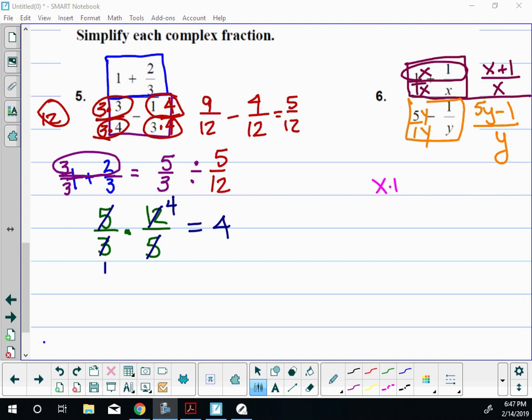So we're going to take the top, x plus 1 over x, and we're going to multiply by the bottom flip. So the y is going to go on the top, and the 5y minus 1 is going to go on the bottom. Now nothing here can cancel. So we have y times x plus 1 and x times 5y minus 1. Nothing can cancel, so that's our simplified solution.